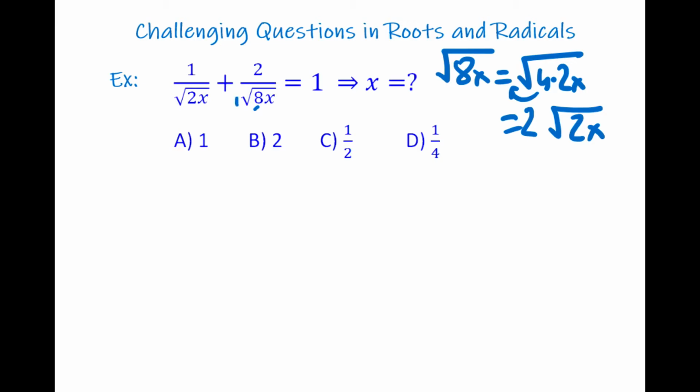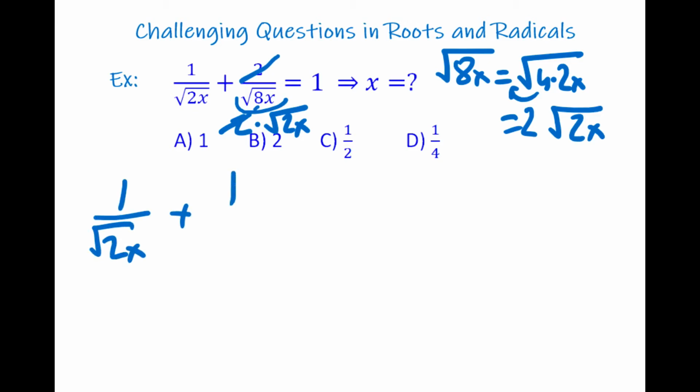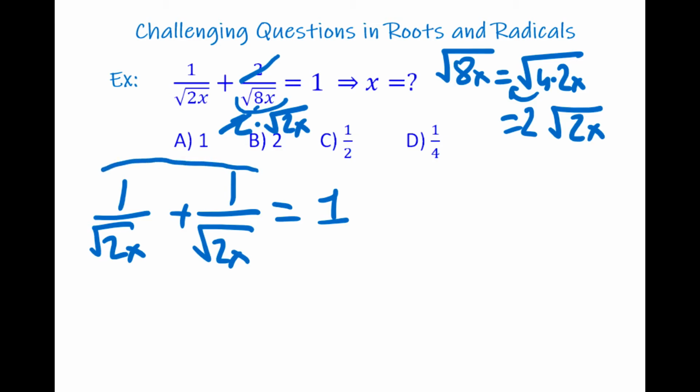So that square root of 8x is actually 2 times square root of 2x, right? So in the next step, I'm going to just cross out those two values. And the leftover is 1 divided by square root of 2x plus, again, 1 divided by square root of 2x, and then that is equal to 1, guys. On the left side, we have 2 same things.